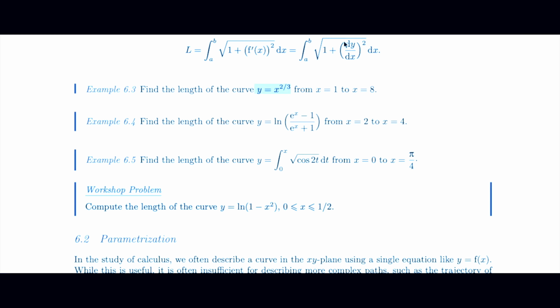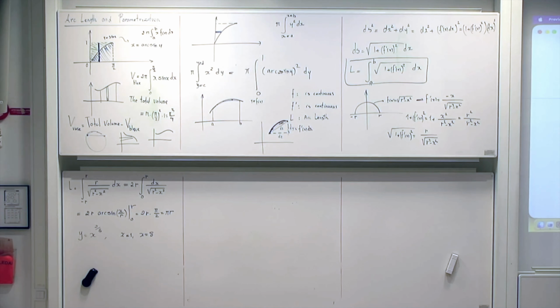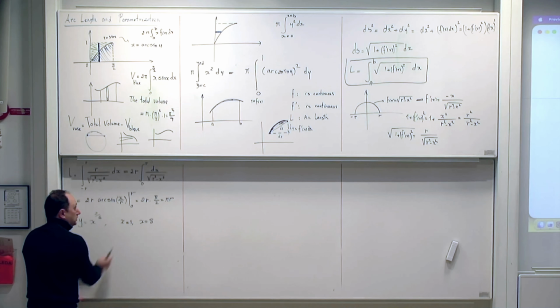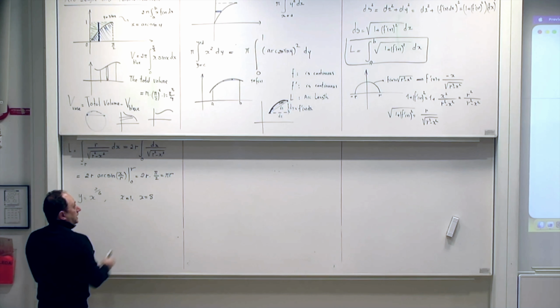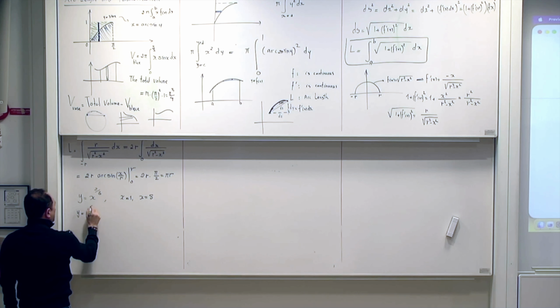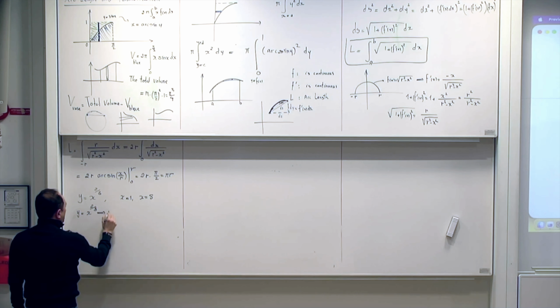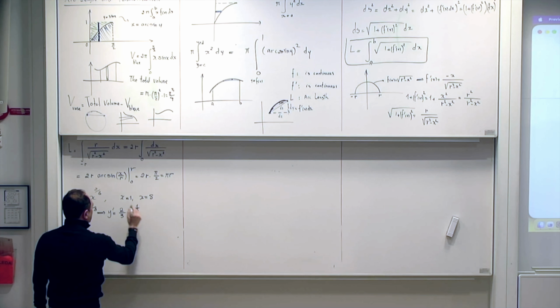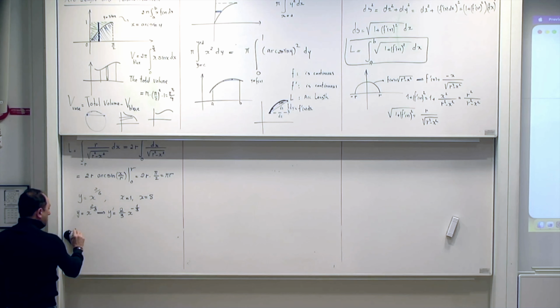Okay, so we want to solve this one. We want to find the length of this curve if x goes from 1 to 8. So what I need is my formula, which I should have in my mind. This is my function y, and I need y prime. So it's very simple. It becomes 2 over 3 x to the power minus a third. But I need this combination. I need 1 plus y prime to the power 2.